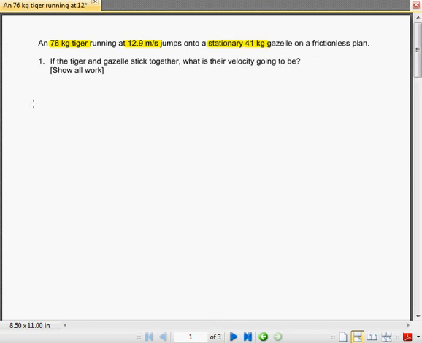The first thing, the mass of my tiger equals 76 kg. The other thing I can get is that before our collision, the initial velocity of my tiger, let's go V_T, velocity of tiger initial, equals 12.9 meters per second. So we've got 2 things right there. Now I want the stationary. That tells me the velocity of my gazelle initial is going to be 0 because it's stationary.